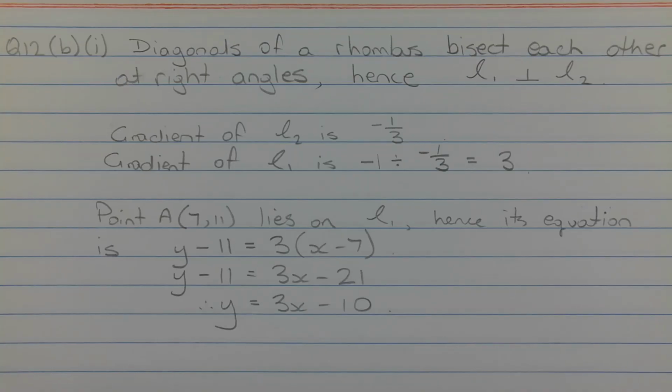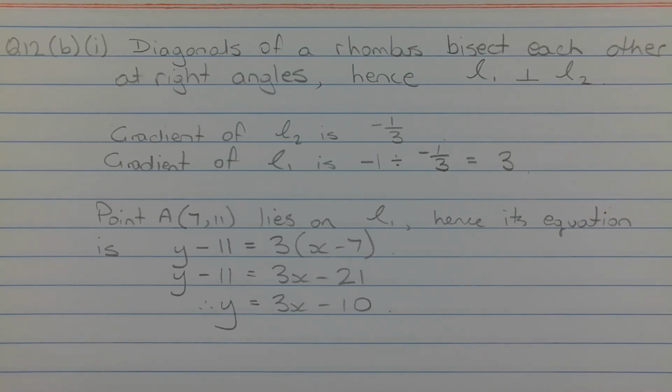One of the properties of a rhombus is that its diagonals bisect each other at right angles. Now, line L1 and line L2 represent the diagonals of this particular rhombus. And since they bisect each other at right angles, that means line L1 is perpendicular to line L2. That implies that if we take the gradient of line L1 and multiply it by the gradient of line L2, we'll get negative 1.